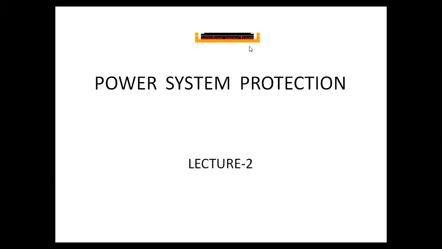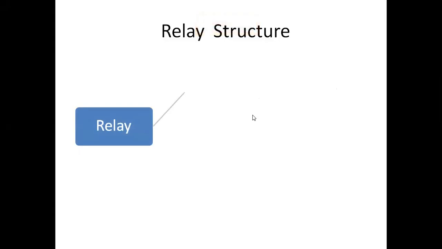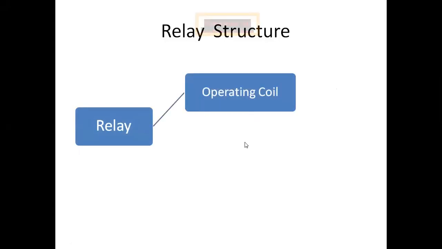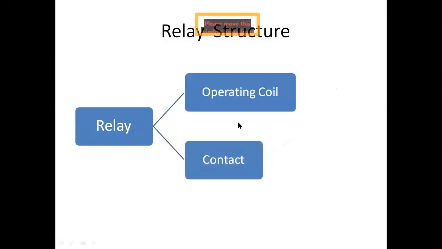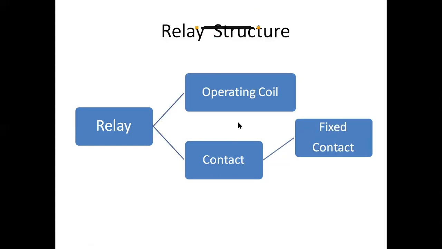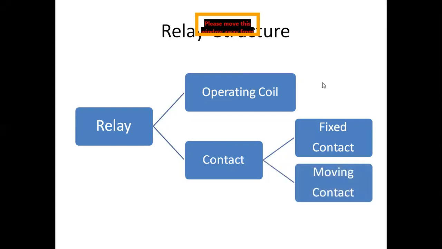But before starting this topic, you have to know what the different types of relay are. First, you have to know the relay structure. What is the basic structure of a relay? In a relay, we must have an operating coil, and we have two contacts. These contacts are called the fixed contact and the moving contact. The first one is the fixed contact, and the second one is the moving contact.